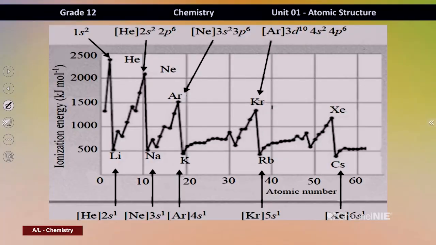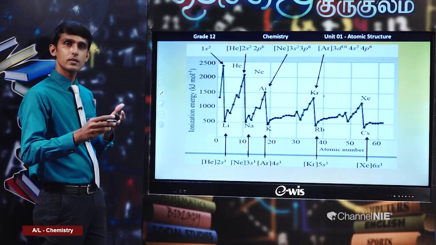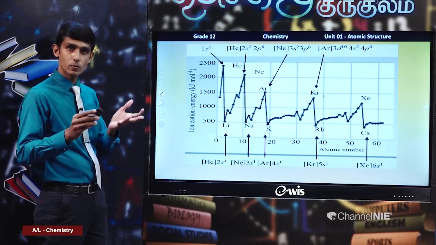Now, there you can see the variation of the first ionization energies. This graph is plotted using experimental data. Now you know what the first ionization energy is, and you know that there is a variation across a period, especially when it comes to main group elements.